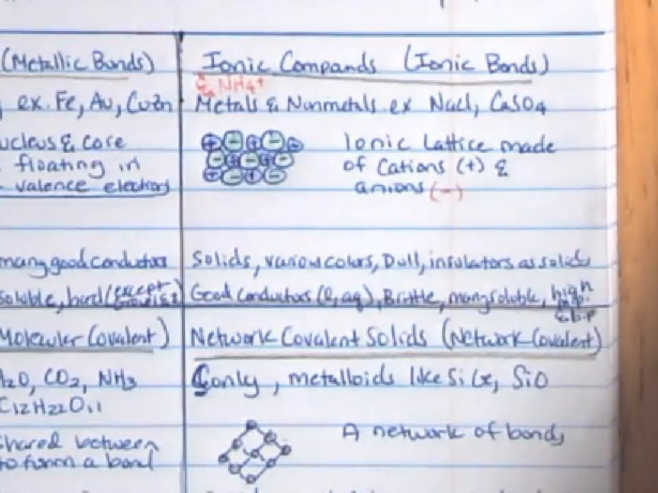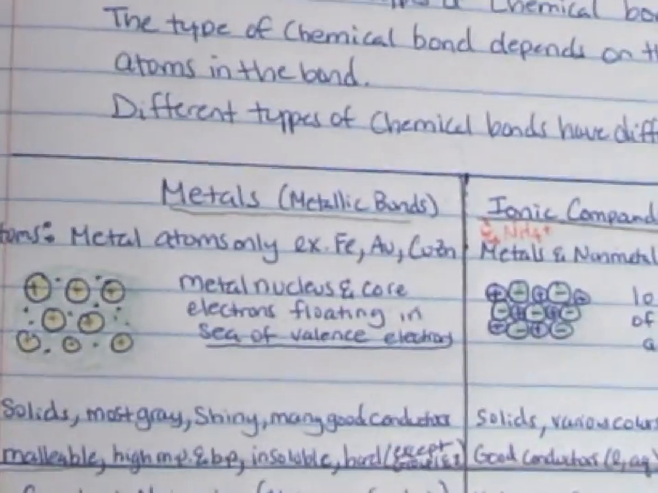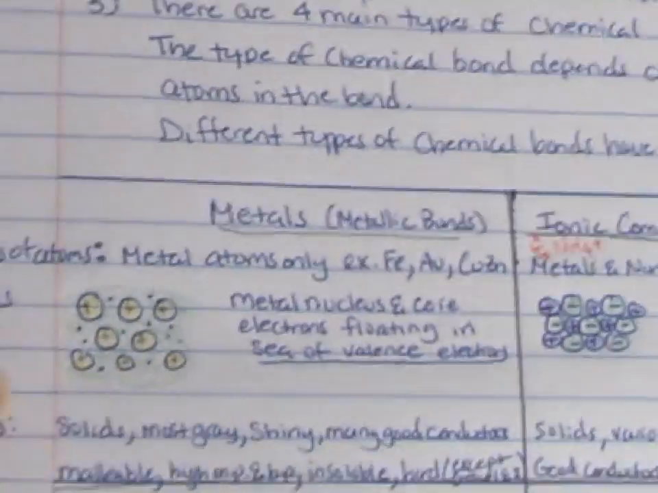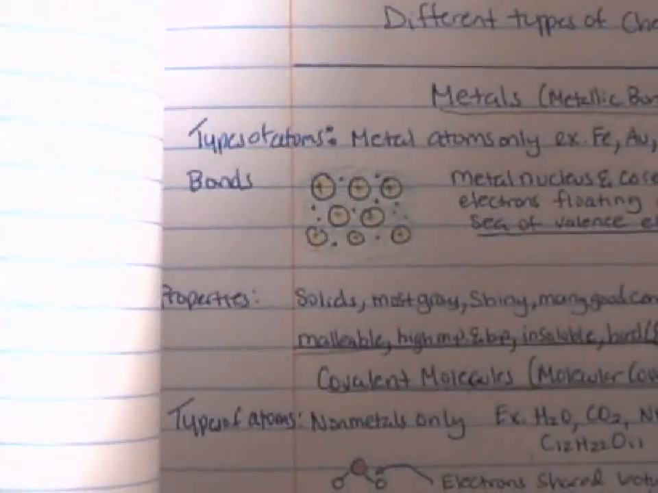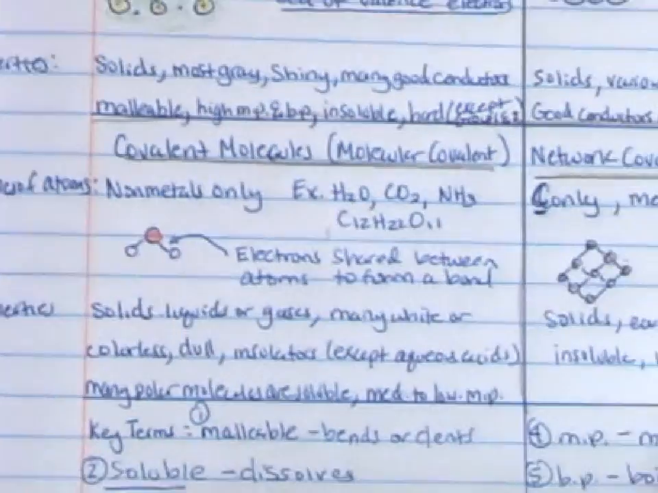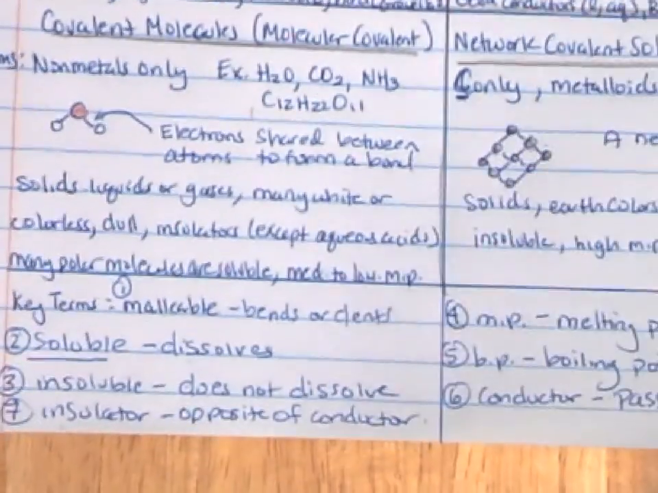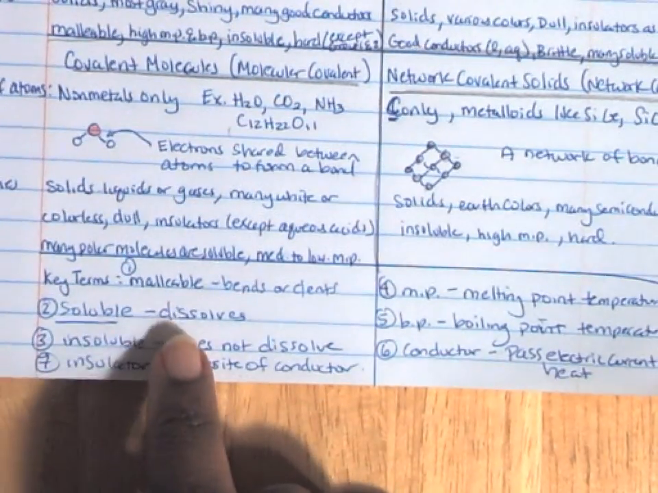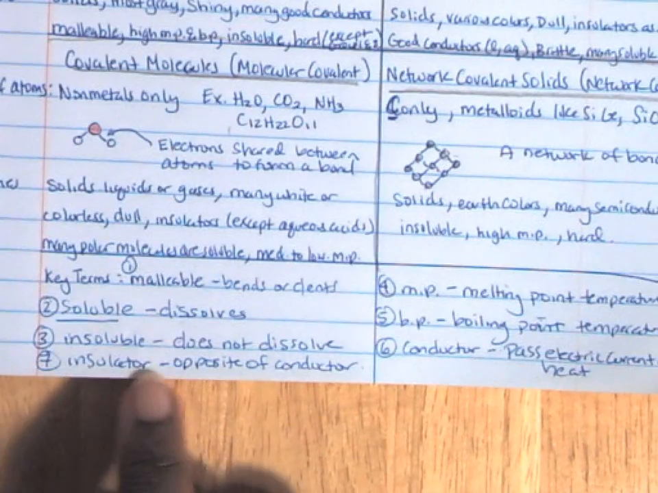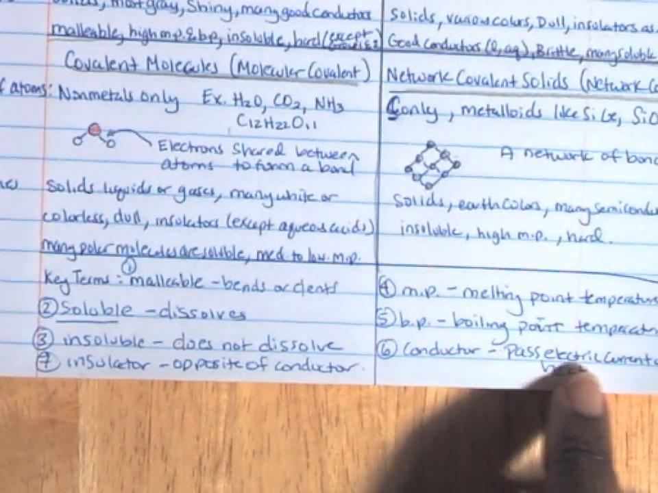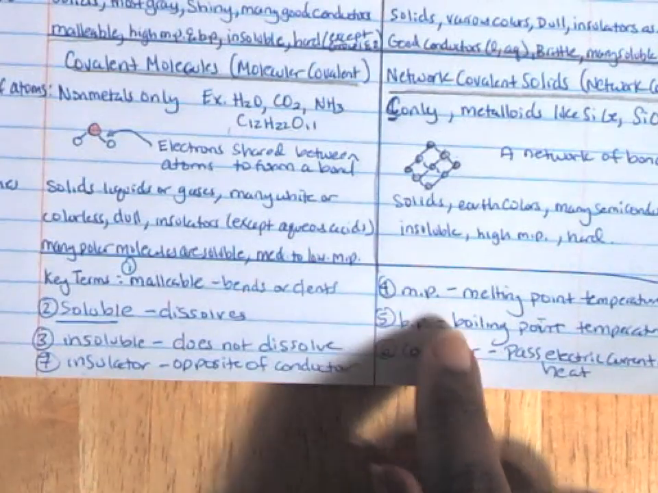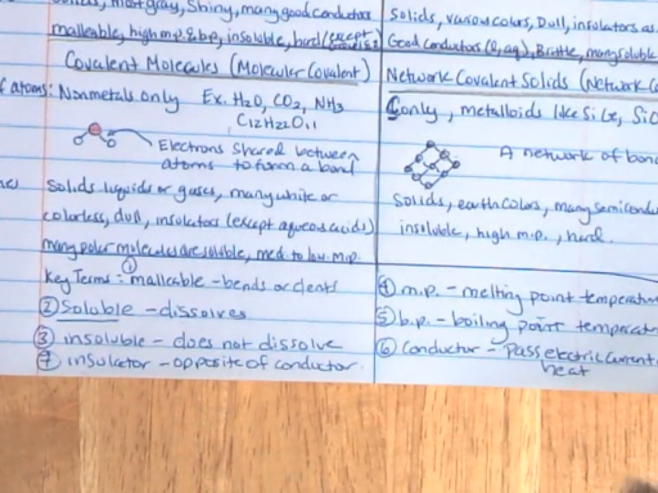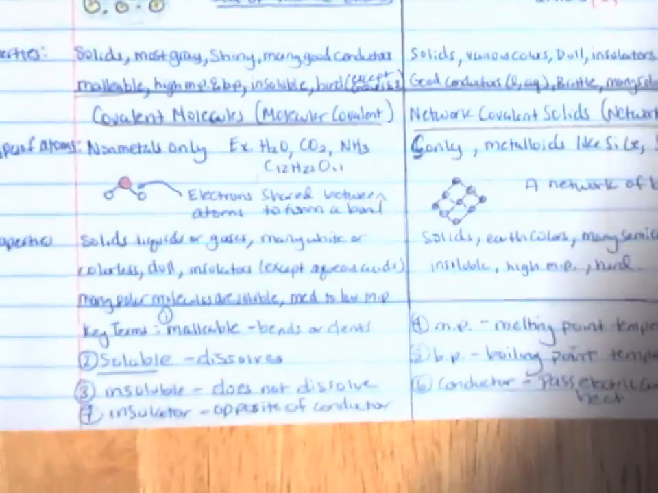Okay, now at the bottom of the note document, I have just some key terms, which I won't necessarily go over with you because it's hard for me to do this at the same time, but I do have a PDF of the notes, so you can copy the notes there. It just has the key terms of the properties that we're looking at. For example, what does soluble mean? It means it dissolves in water. Insoluble means it does not. Insulator is the opposite of a conductor. Conductor passes electrical current or heat. BP and MP stand for boiling point temperature and melting point temperature. So those notes are there. And again, I have a PDF of this so you can copy.